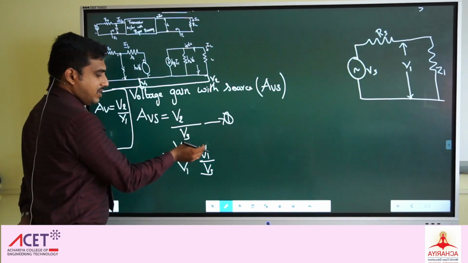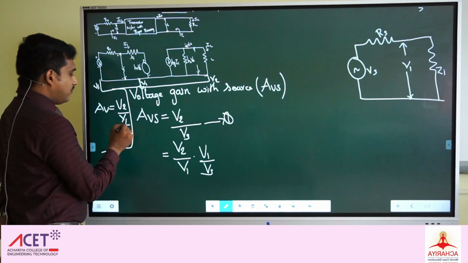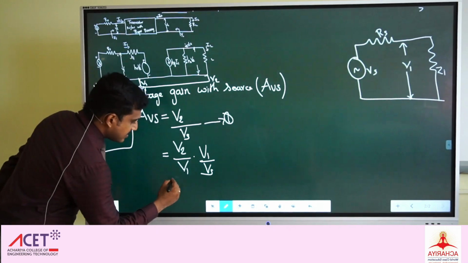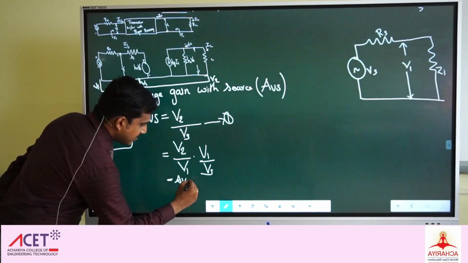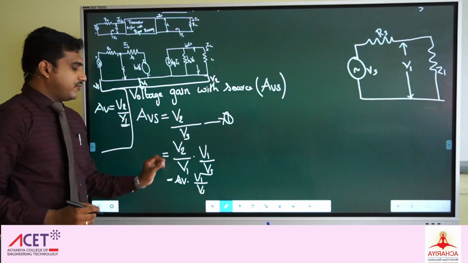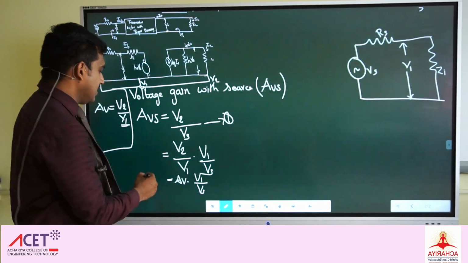V2 divided by V1 into V1 divided by Vs. We know that V2 divided by V1 is AV, which we found in the previous section. So we can write AV into V1 divided by Vs. Now we have to find V1 divided by Vs and substitute it in this equation. We will then get AVs.